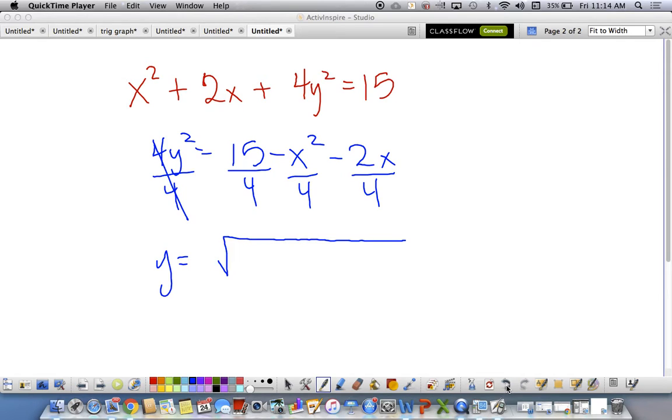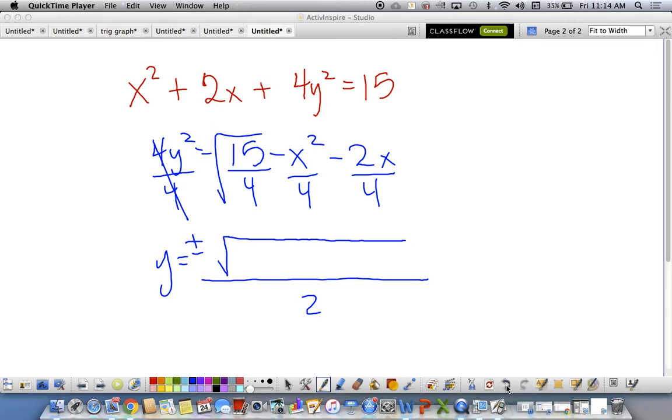Okay, if I take the square root of 15 over 4, can I take the square root of the top and the square root of the bottom? Oh yeah, on all of these, really. So can I just say the square root of a bunch of stuff divided by 2? What do you know about when you take square roots of stuff? Plus or minus. It has to be a plus or minus. So we'll have to plug it in twice.